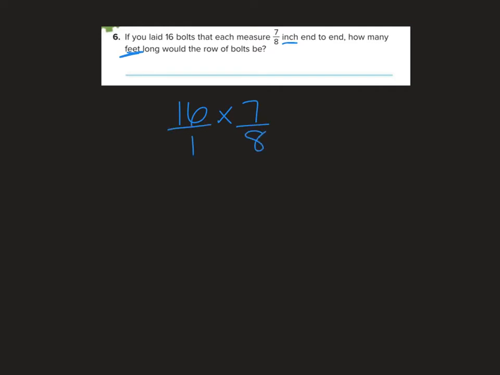Okay, I'm noticing I can simplify. I can divide by 8 to get 1, and divide by 8 to get 2. So here, if I multiply numerators, 2 times 7, I'm going to get 14, and 1 times 1, I'm going to get 1. So it's going to be 14 inches.